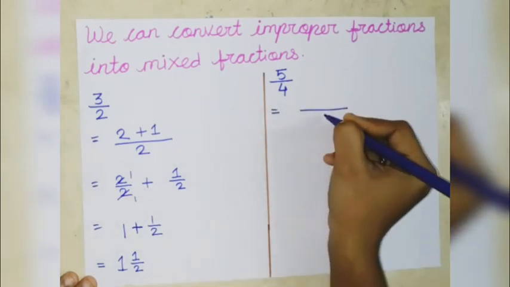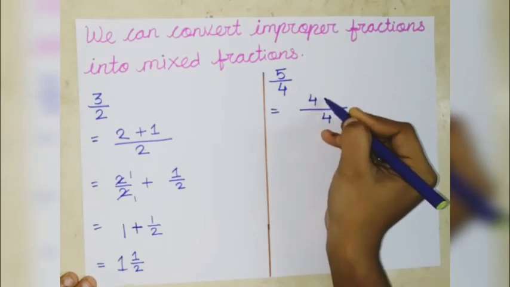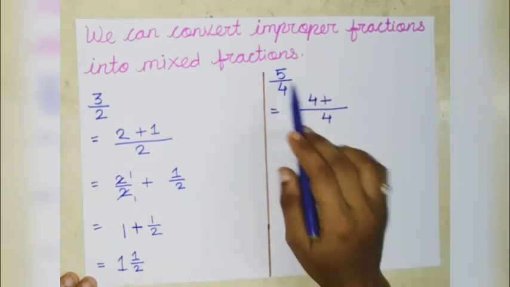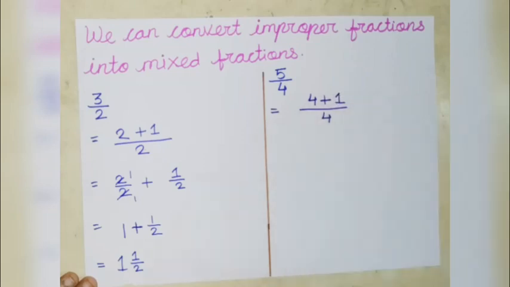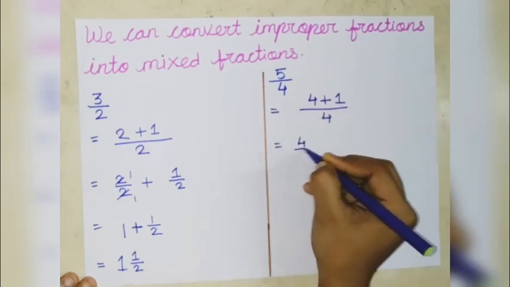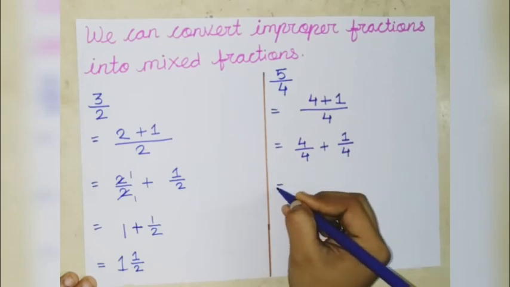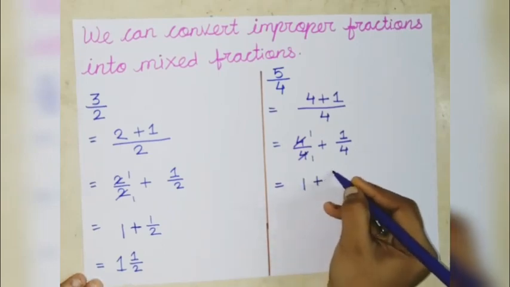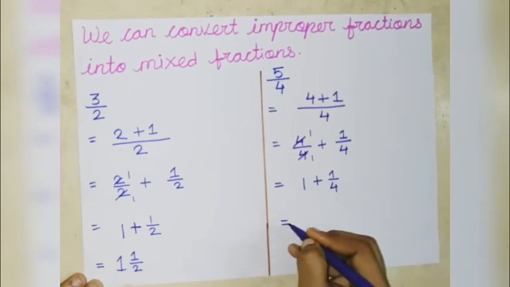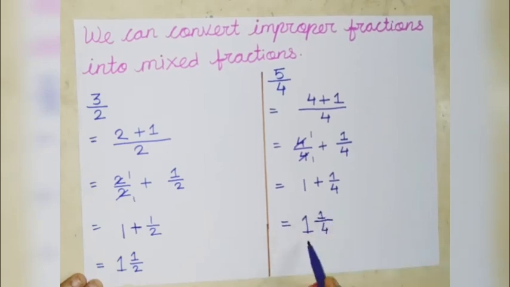Children, I will write 4. After that, children, 4 I will write in the numerator also. To make 5, what will we add here? 1, 2, 3. Yes, we will add here 1. So now we will separate. 4 ones are 4. So 1 plus 1 upon 4. So students, 1 is the integer part and 1 upon 4 is the fraction part.